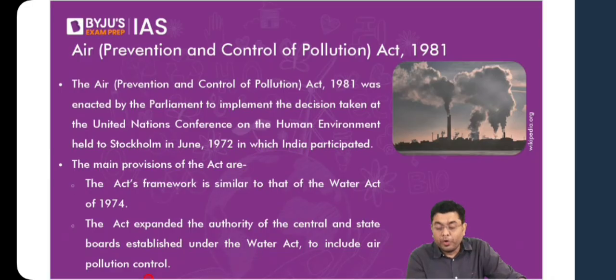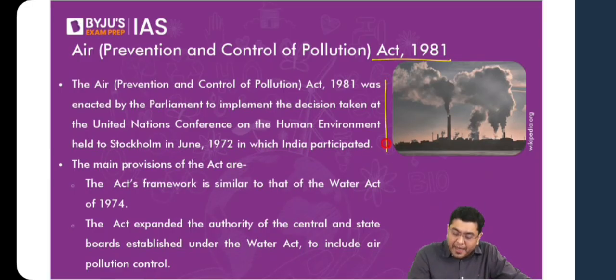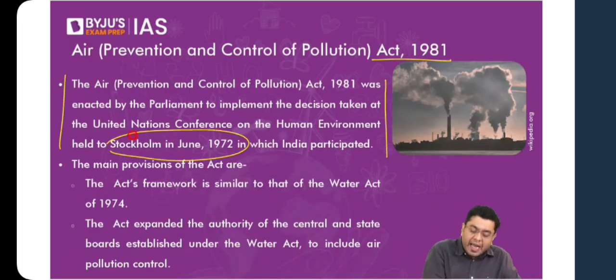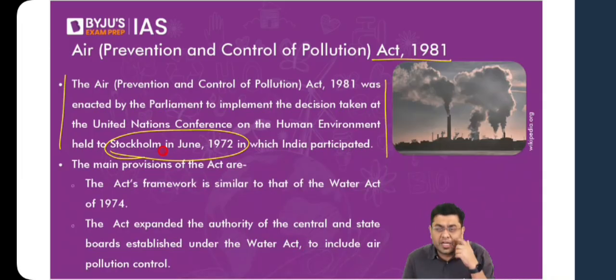Now, the Parliament also passed the Air Act of 1981. This was enacted by the Parliament to implement the decisions which were taken at the Stockholm Conference of 1972. I'll give you the entire flowchart of all these conferences and conventions next week when we discuss the international conventions and conferences, so that you have a better clue about it. So this was at the Stockholm Conference. That is when the three threats to the biosphere were identified. One was climate change, another was loss of biodiversity, and the third was pollution.